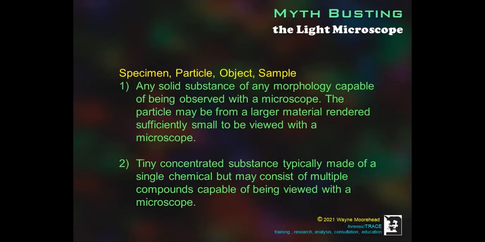First, I'd like to point out I'll be referring to the words particle, specimen, or object frequently and interchangeably. A particle is any solid substance made of any material, natural or manufactured, of any morphology or shape that is capable of being observed with a microscope. For instance, a pollen grain, fiber, or a quartz sand grain are all particles and are tiny concentrated bundles of one type of chemical able to be viewed with a microscope.